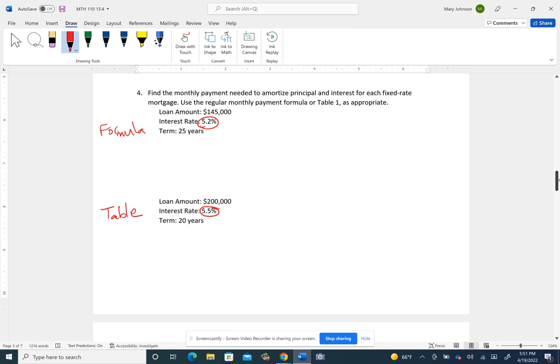And if you like the formula, you can use it every time. All right, so we're going to set up the formula. You go back to that R formula and you plug everything in. So it should be $145,000. And then we're going to take our interest rate written as a decimal, divided by 12. Then in the denominator, we do 1 minus parenthesis 12 divided by 12 plus the 0.052. That's got to be raised to the 12 times, in this case, 25 again, power.